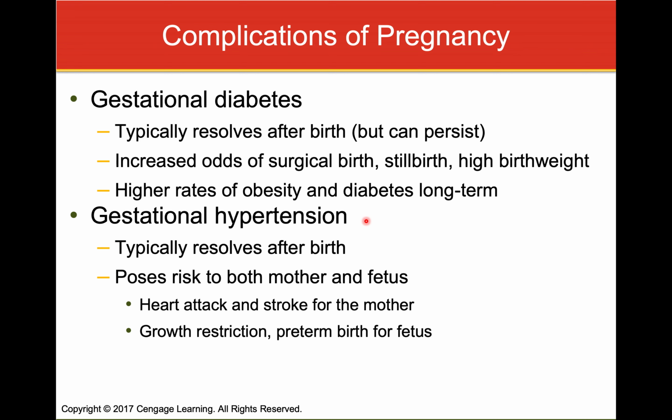The second one, gestational hypertension, so high blood pressure. This typically resolves after birth, and it poses risk to the mother and fetus. The mother with hypertension can have a heart attack or stroke, and with the fetus, it can lead to growth restriction and preterm birth.